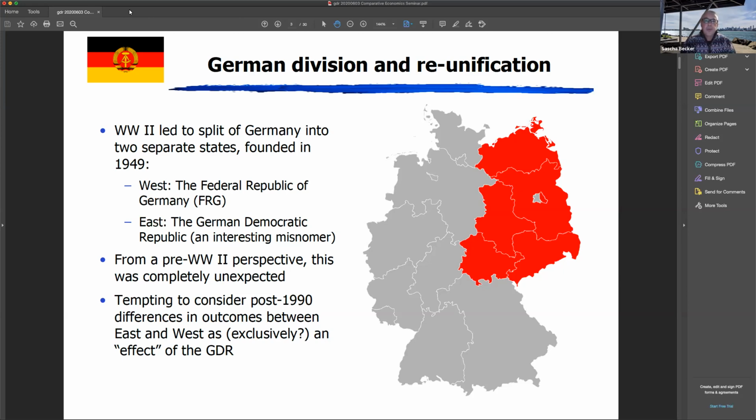And from a pre-World War II perspective, this was completely unexpected. So if you had asked someone in 1930 whether it's conceivable that Germany 15 years later, 20 years later would be decimated and split into several parts, probably very few people would have expected that. So it's tempting to consider post-1990 differences when the two Germanys were reunited as the result of the division over 4 decades, and to attribute the differences that we see today as an effect of the GDR.